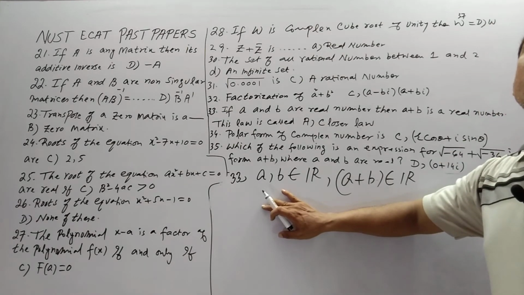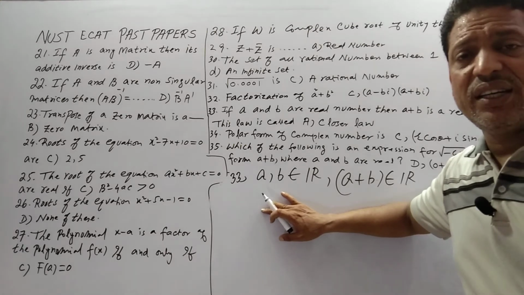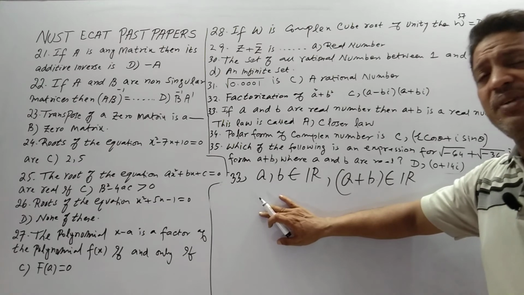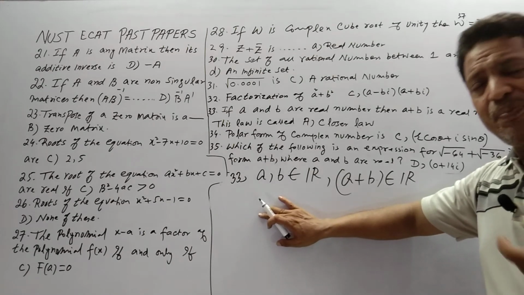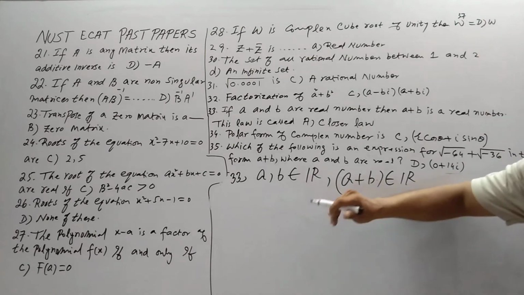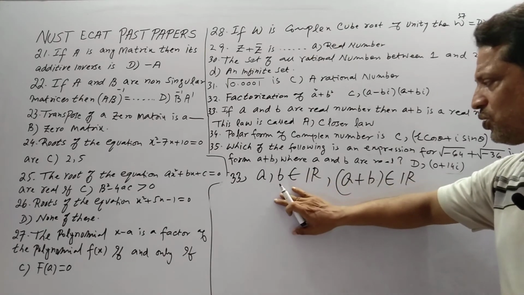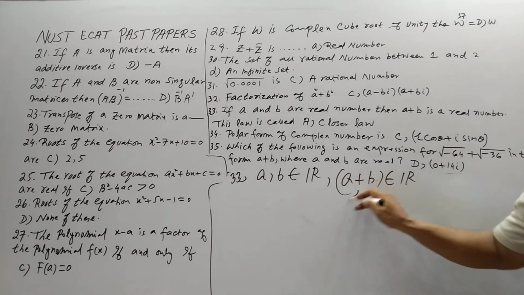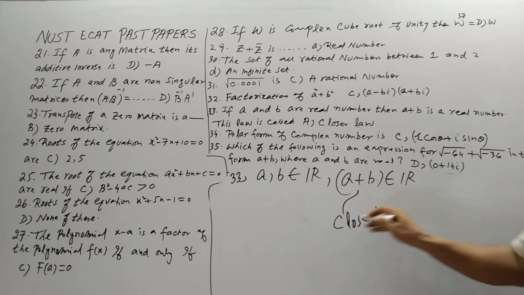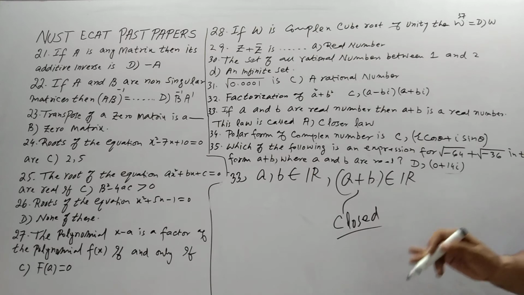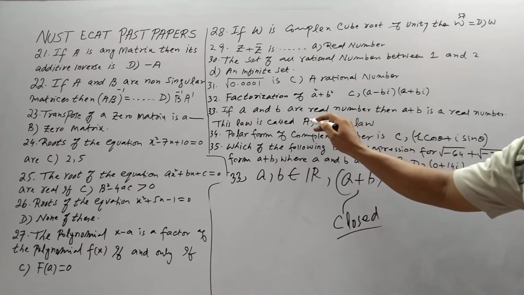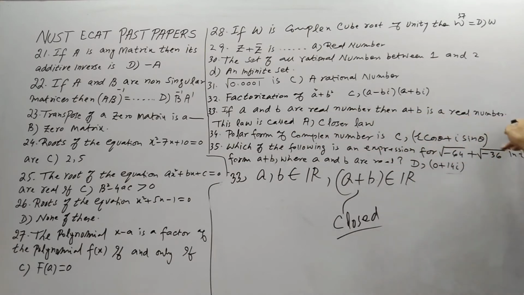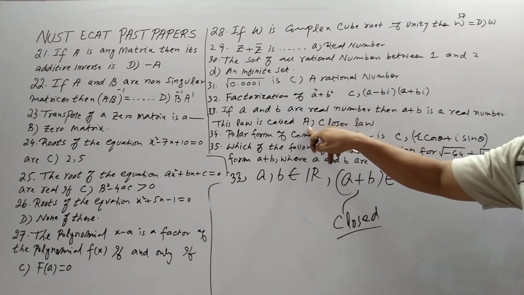What is a real number? Any number without iota is called a real number. A whole number is a real number, an integer is a real number, a rational number is a real number, a prime number is a real number. So if we have two numbers which belong to the real numbers, their sum also belongs to the real numbers. This property is called the closure property of real numbers. So the answer is option A, closure law. If a and b are real numbers, then a plus b is a real number. This law is called the closure law.